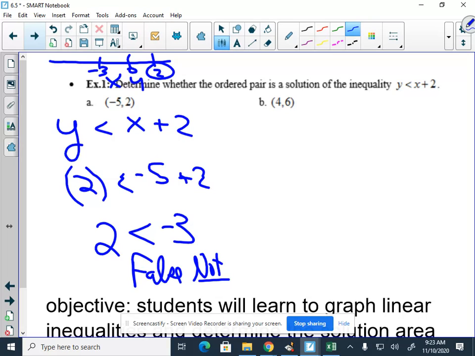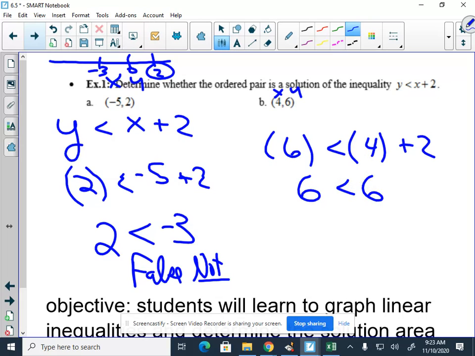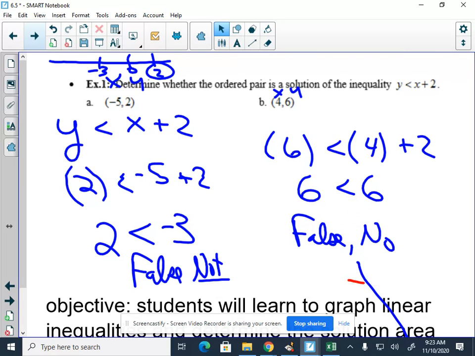But how about 4 comma 6? So y is less than x plus 2. Make sure you put in the correct ones. X, y. Y is 6, x is 4. Is 6 less than 4 plus 2? Is 6 less than 6? And the answer there, again, is that it's false, or no. Because 6 isn't less than 6, it's equal to. If this problem had that sign on there, then the answer would be true. But it does not. So this one has to remain false. It's not the solution.